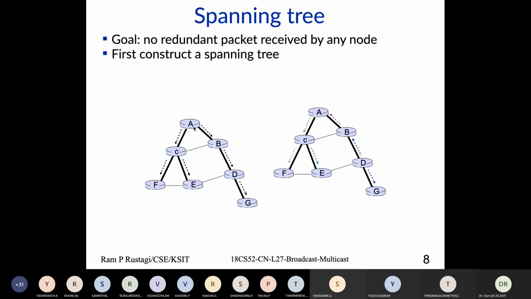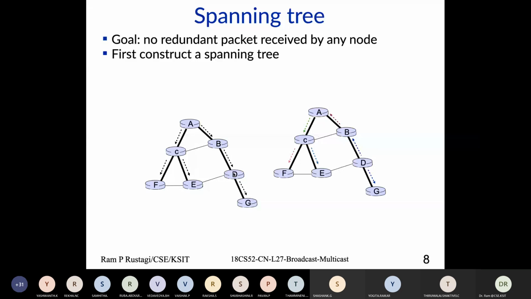C sends a packet to F and E. C does not forward a packet to B because edge B-C is not part of the spanning tree. When B receives a packet, B sends to D. D sends only to G and not to E because edge D-E is not part of the spanning tree. So if I am forwarding packets only on those edges which are part of a spanning tree, then no node will receive duplicate packets.